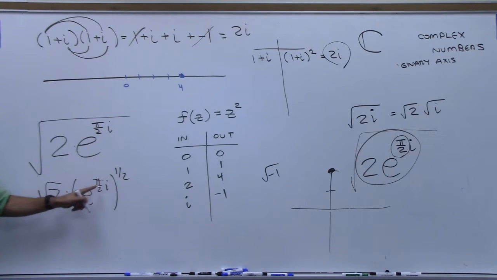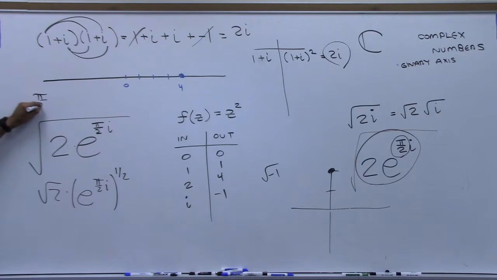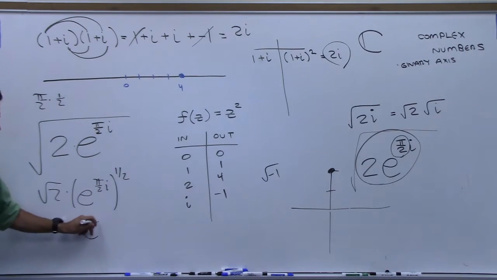Multiply. Pi over 2 times 1/2 is pi over 4, isn't it? Pi over 4. So this is really going to turn into e to the pi over 4i, and this number out here is root 2.